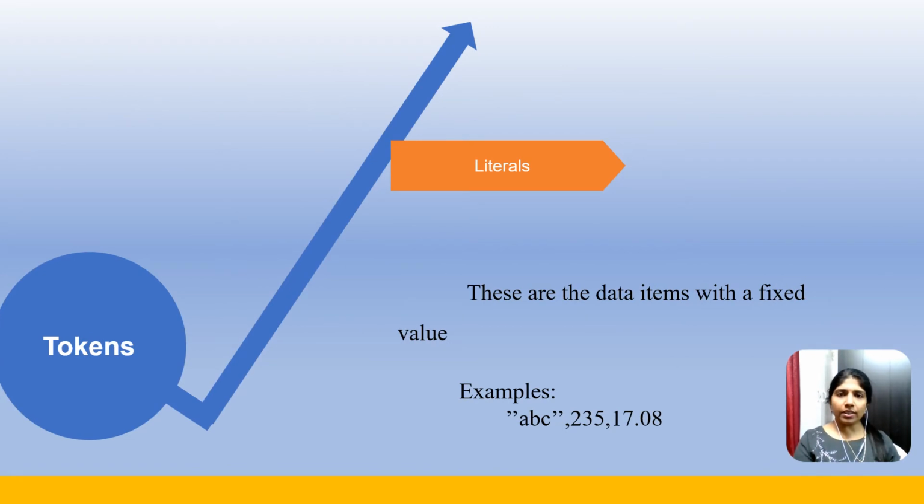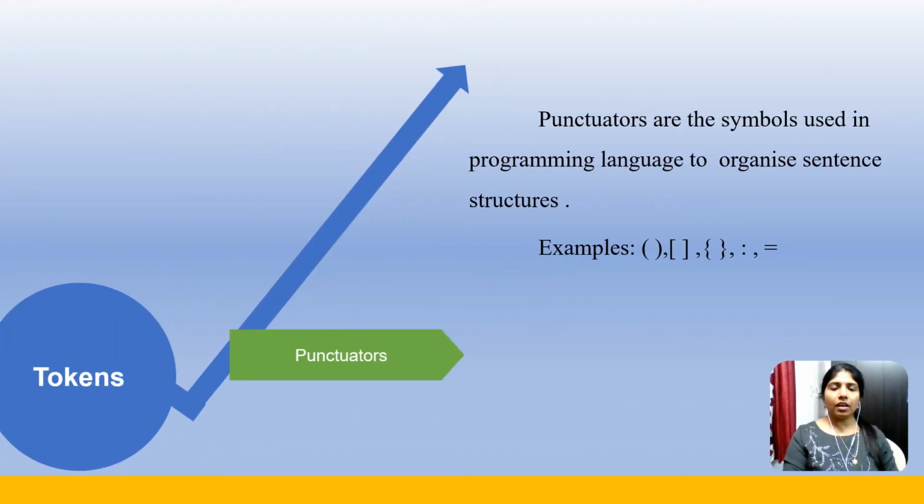Now the next token is literal. These are data items with a fixed value. Examples: ABC, 235, 17.08. These are like constants we write directly in the program. Punctuators. Punctuators are the symbols used in programming languages, like brackets, exclamation mark, or inverted comma, etc.